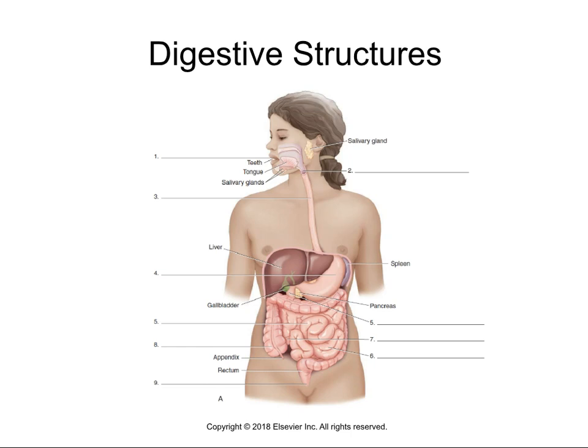You'll also see that the salivary glands, the liver, the gallbladder, and the pancreas are labeled on this structure. These are the accessory organs. So just take a peek at where they're located in regards to the digestive tract.